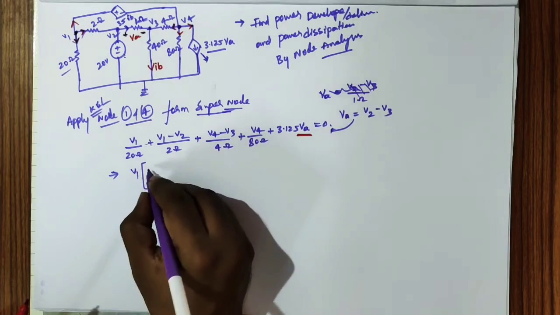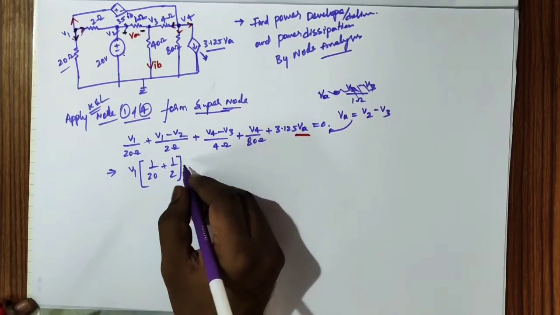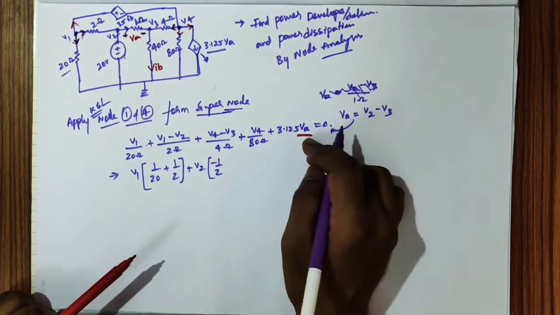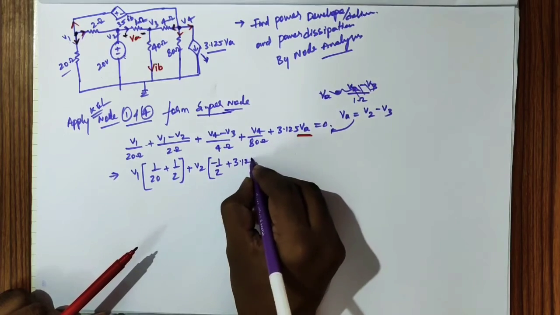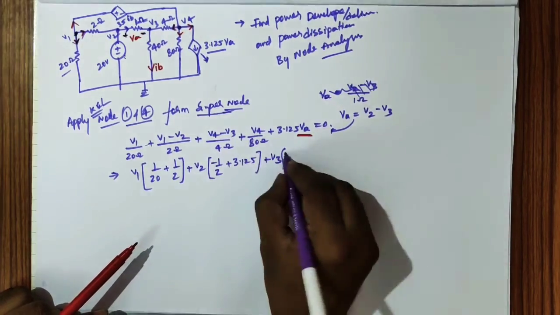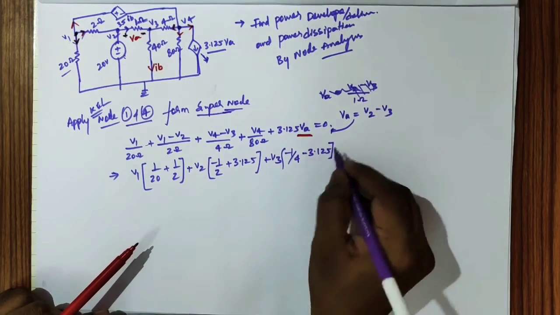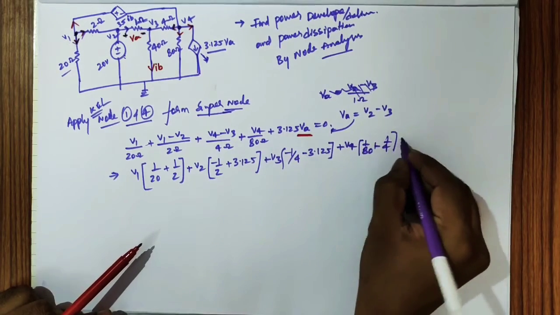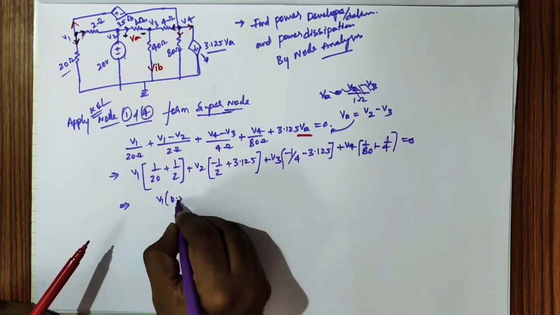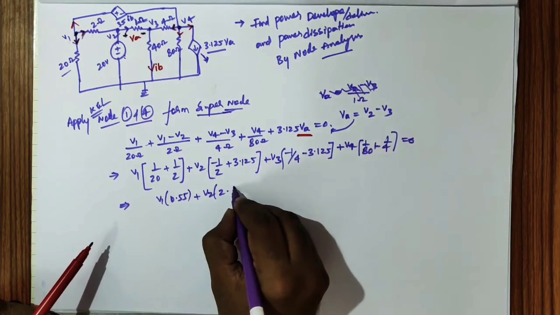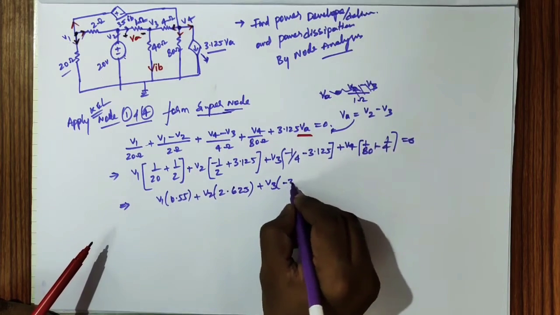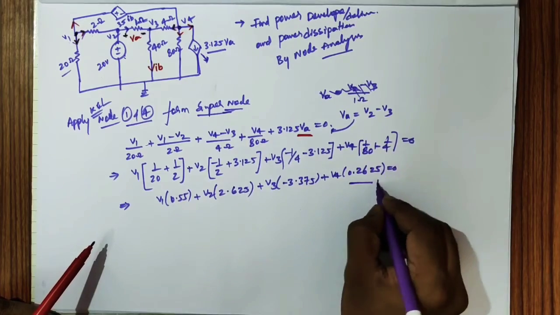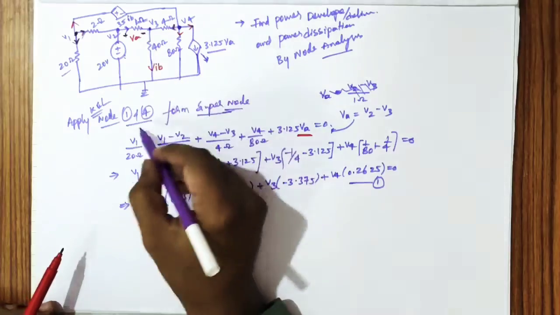So we make V1 common: 1 by 20 plus 1 by 2, plus V2 of minus 1 by 2 minus 1 by 2. Substituting VA here, you will get a value of 3 plus 1, 2.5, plus V3 into minus 1 by 4 minus 3.125, plus V4 into 1 by 80 plus 1 by 4. Further solving, you will get V1 of 0.55 plus V2 into 2.625 plus V3 into minus 3.375 plus V4 into 0.2625. This is equation 1. After getting equation 1, we completed node 1 and node 4.